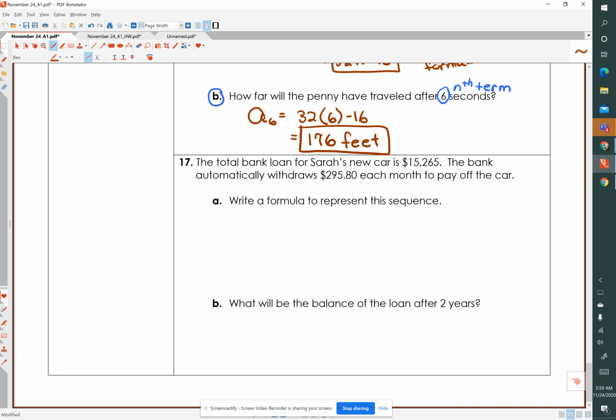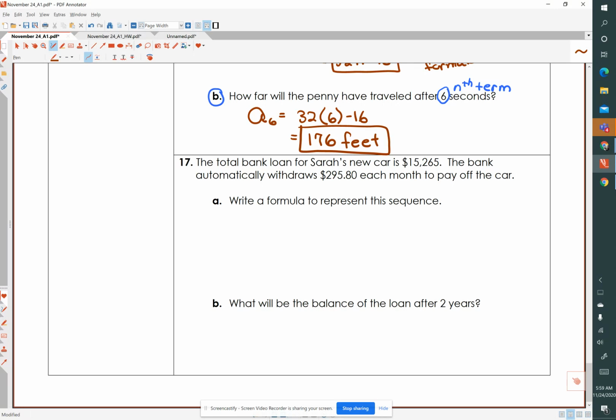She's on automatic withdrawal. You will often get a discount for that, students. If they don't offer it to you when you get your car loan, ask for it. I get a discount of $5 a month on my cell phone bill because I do automatic withdrawal. That adds up at the end of the year. That's $60 a year I'm saving because I have that automatic withdrawal. So building good money habits is an important part of learning mathematics in high school.